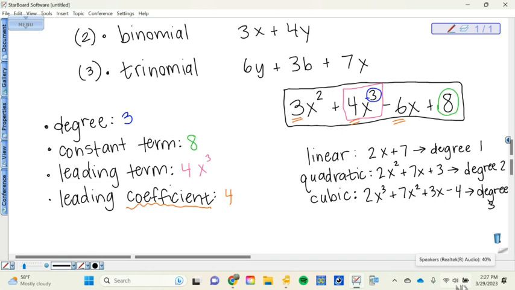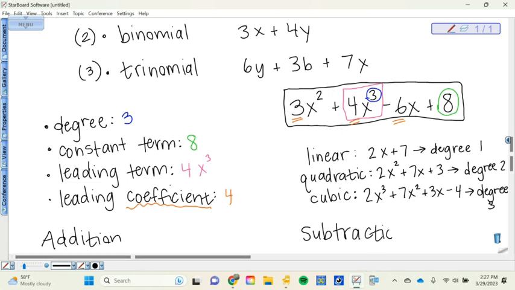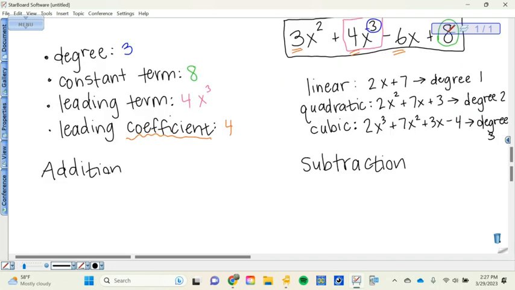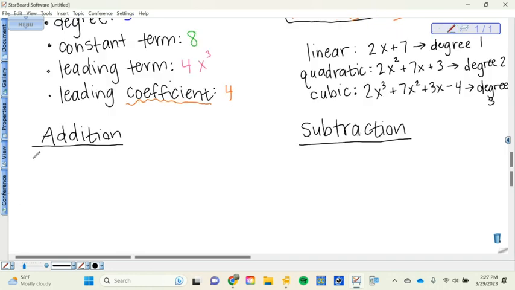That's the new stuff. We talked a little bit about this yesterday, but then what else did we do yesterday? What did we learn how to do with polynomials? Addition, yes. And what do you think we're going to learn today? Subtraction. No, we'll do multiplication next week, which is my favorite thing to teach. Addition and subtraction. So when we are adding polynomials together, it's going to look something like this.